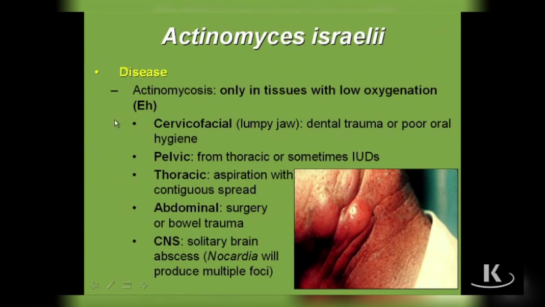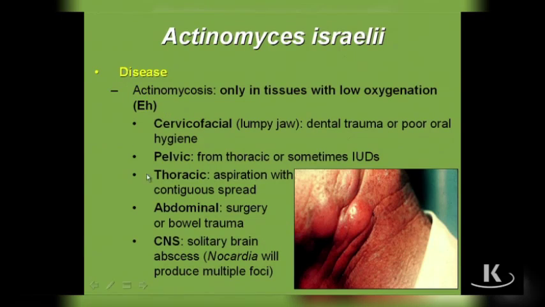Probably most high yield, okay, and tested on the USMLE is lumpy jaw, okay? And that's what I'm showing in this image. So you can see this patient with a lot of swelling in the jaw area. And what will eventually happen with this abscess is it will begin to drain. And the exudate that is expressed from that abscess contains those very diagnostic sulfur granules. So we'll talk about those in a little bit.